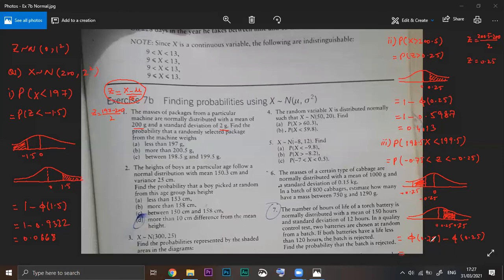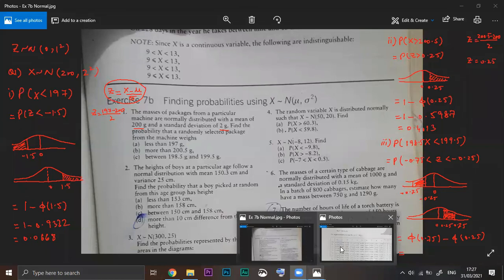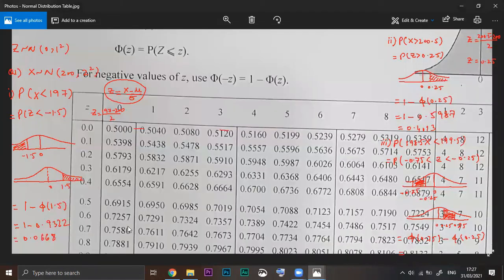Okay. Now, what is phi of 0.75? Quickly go through the table. Do you have the table right now? No sir. You should have. Okay, I will show you the table. 0.7 in the first column and 5 in the first row. This one is 0.7734.